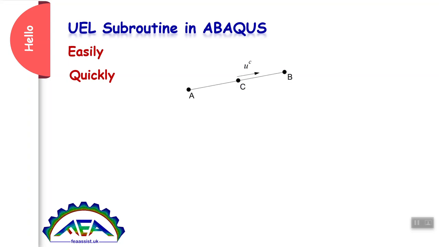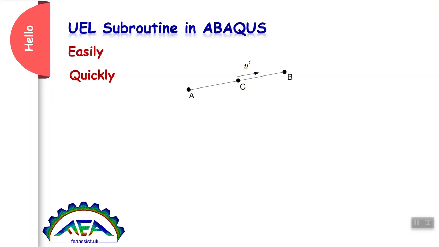UEL is a subroutine to define a new element in Abaqus. Consider you have a one-dimensional element with points A and B. For example, temperature in this element is interpolating between the temperature of point A and temperature of point B. So, an interpolation function computes and defines the temperature in any points in this element.